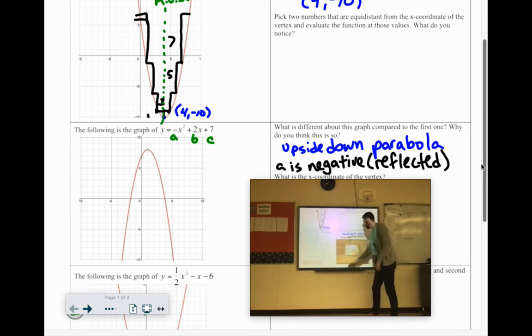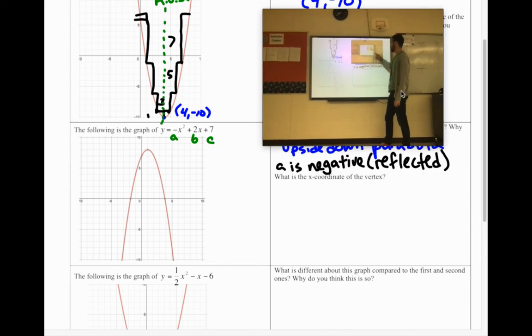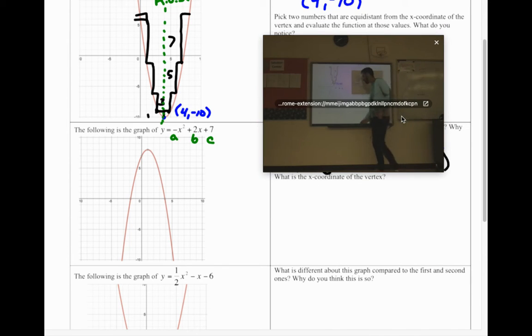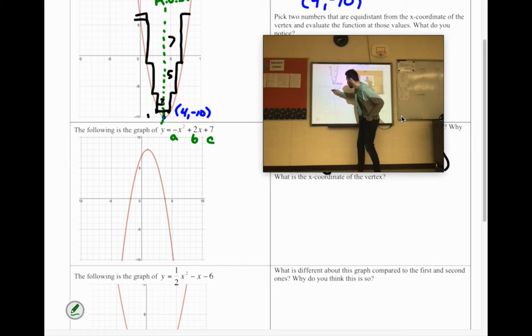What is the x coordinate of the vertex? Let me move up here. Our vertex on this one is 1 to the right and 5, 6, 7, 8. So it's at 1, 8.